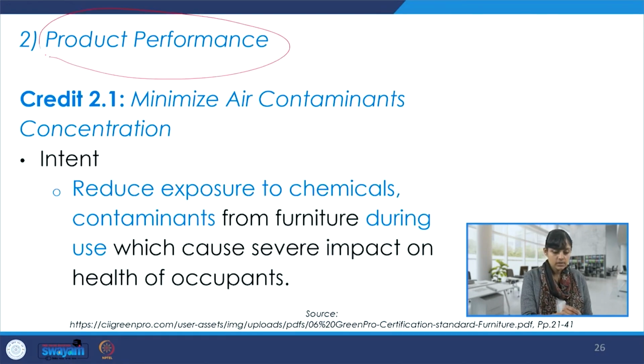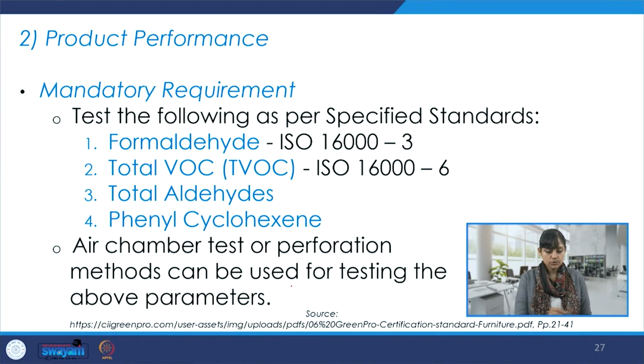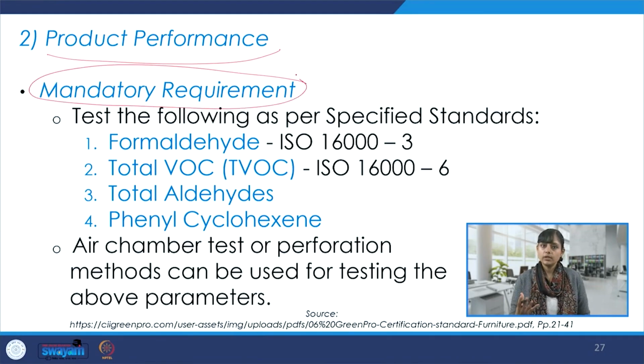Then there is product performance. And here we would see the mention of credit 2.1, minimize air contaminants concentration. And the intent is to reduce exposure to chemicals, contaminants from furniture during use, which cause severe impacts on health of the occupants. Continuing with the product performance, there are some mandatory requirements. So test the following as per specific standards: formaldehyde, TVOC or total volatile organic compounds, total aldehydes, and then there is phenyl cyclohexene.